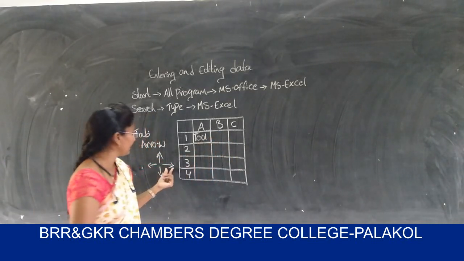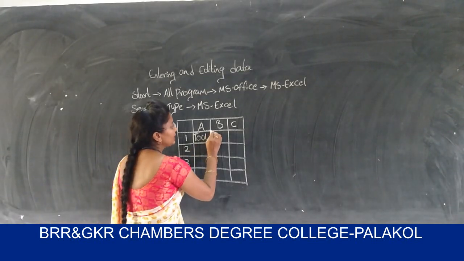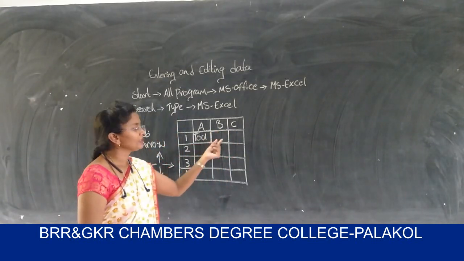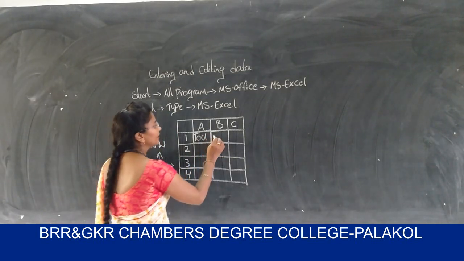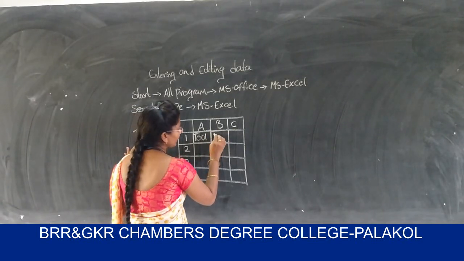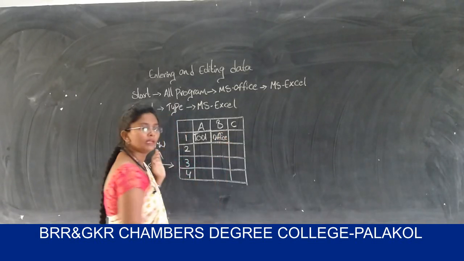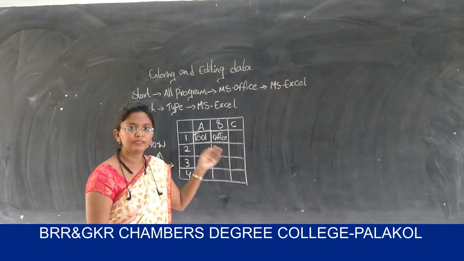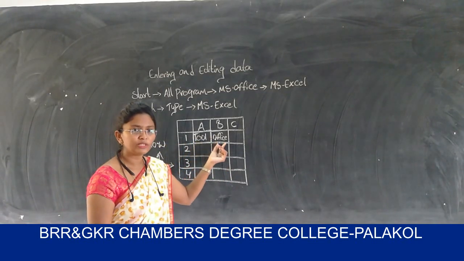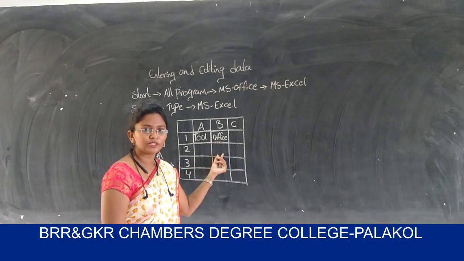If I press on this right arrow key, then the B cell is activated and the A cell is inactivated. If the B1 cell is activated, then I can write something in this B1 cell. Here I am writing office in the B1 cell. Simply we can enter the data in this Excel sheet. After completing the A1 cell and B1 cell, you can go to the next cell also. You can go to the downward direction cells also.